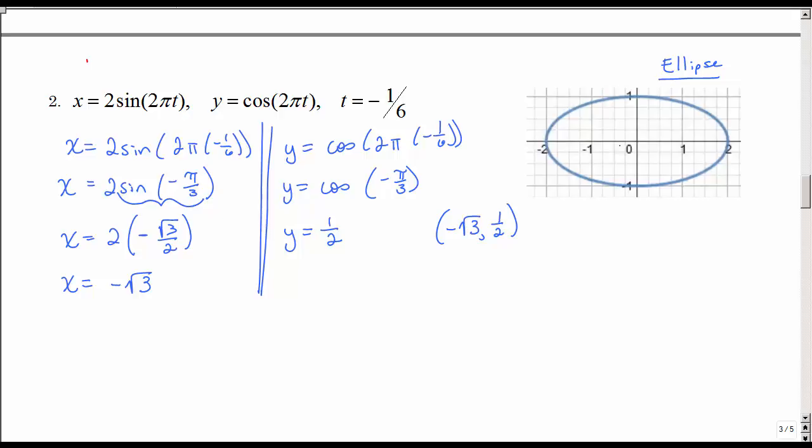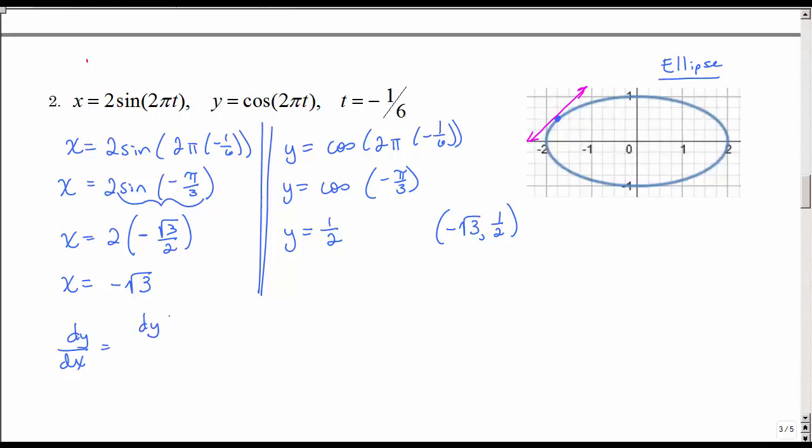So on our graph, that's going to be negative square root of 3, positive 1/2, got to be about right there. So what are we going to do? We're going to find the first derivative. What is the slope of that tangent line at that point? Well, if I'm looking at this, we should end up with a positive value if I do my calculus right.